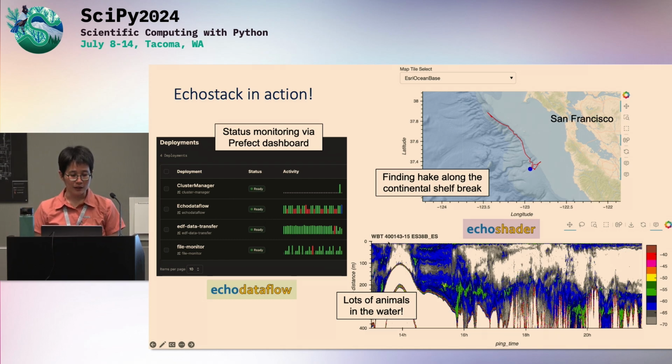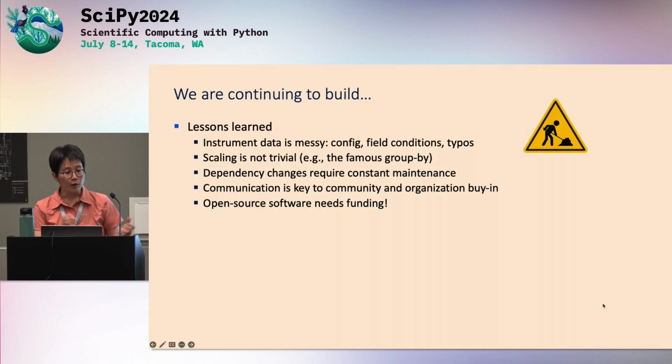And here you can see these are the echograms. Again, the vertical axis is depth, the horizontal axis is time. Anything with color is stuff in the ocean. So there are quite a bit of animals in the ocean, all these things. We're happy to talk more about what these animals are. But anyway, we are continuing to build this. We have learned quite a few lessons through this journey. We have learned that instrument data is very messy, and it can change like crazy depending on different types of configuration, field conditions, or even just typos.